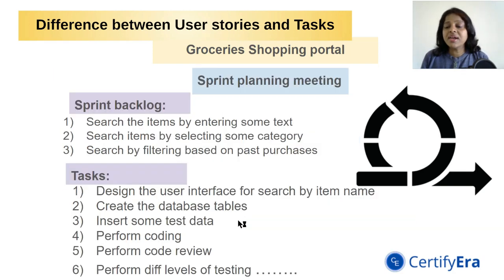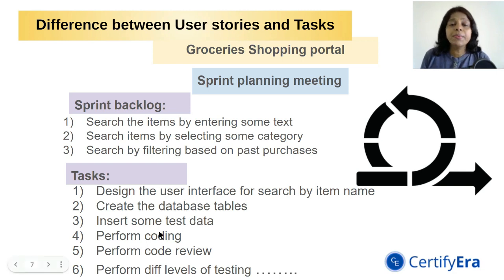So now let us understand how do we decompose these user stories into tasks. So as to develop this particular user story, search the items by entering some text, the developers might have to perform around 10 to 15 different tasks. For example, one of the tasks could be design the UI or user interface for the search functionality. Second task could be creating the backend database tables. Third task could be establish the relationship between the tables. Next task could be insert some test data.